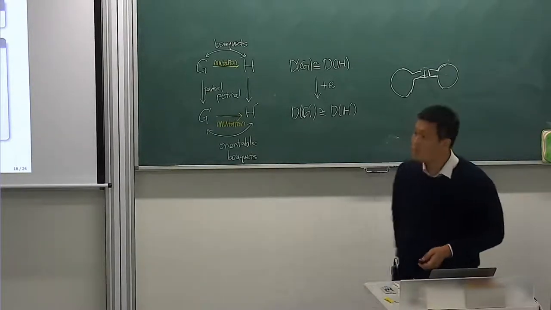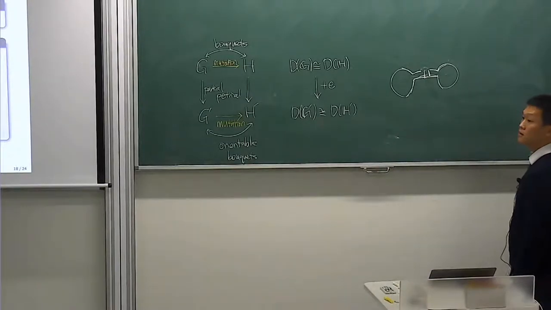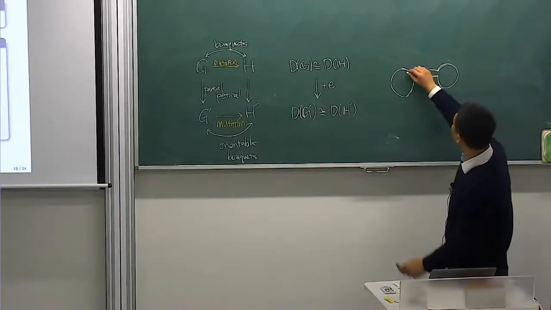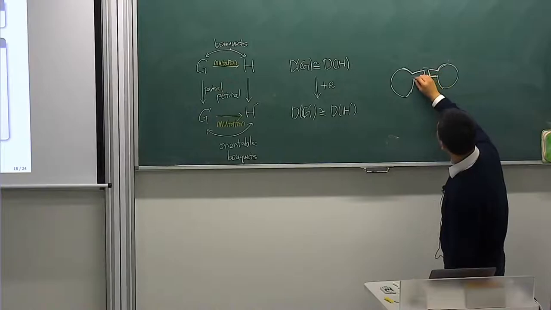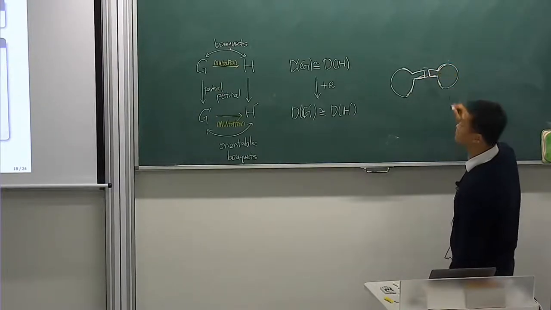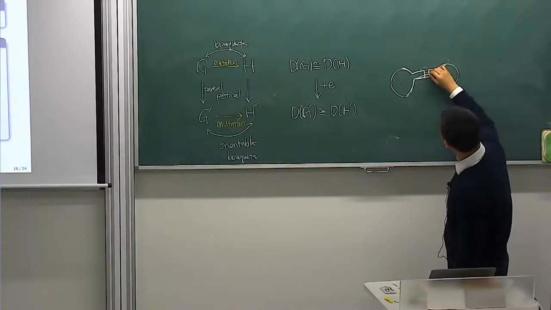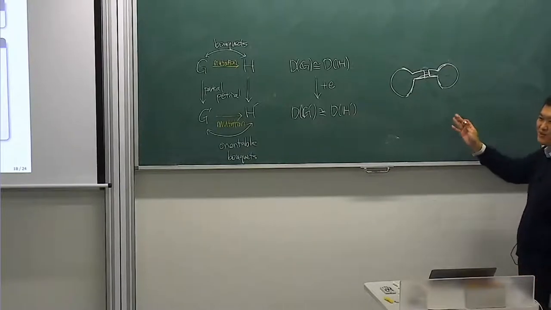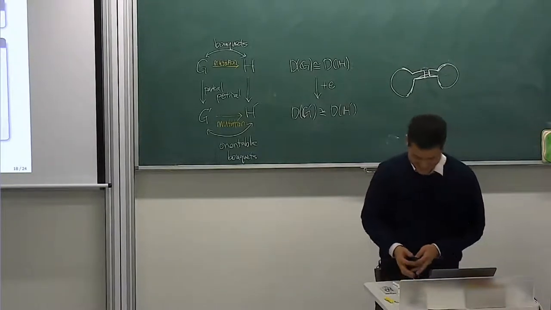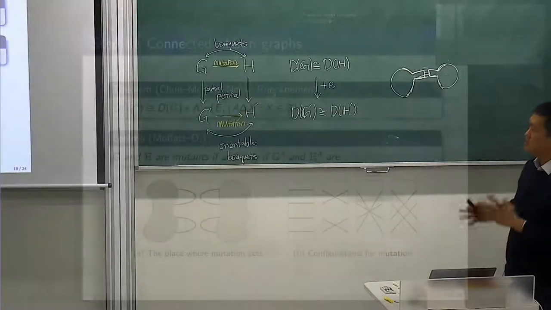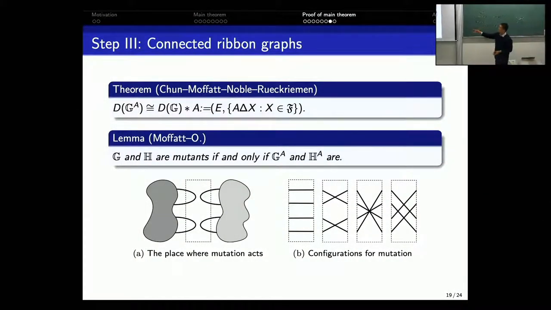If you use the picture where you apply the partial dual and go back to the initial graph, the boundary of it is like this. These correspond to the original vertices, and we put the edge like this. It's smaller, but the same edge. And again, we have the same kind of lemma that says that G and H are mutants if and only if their partial duals are mutants. So we can do the same thing like this.